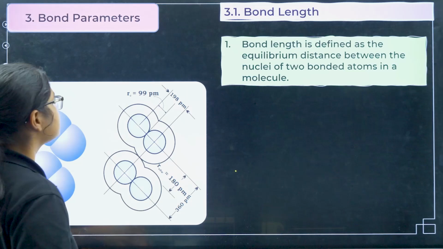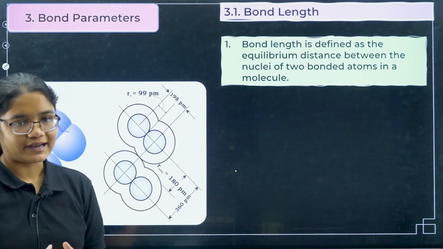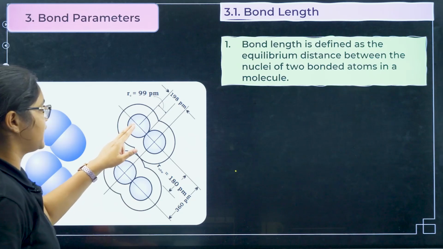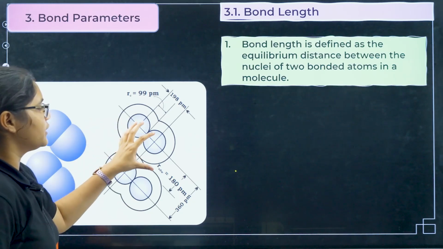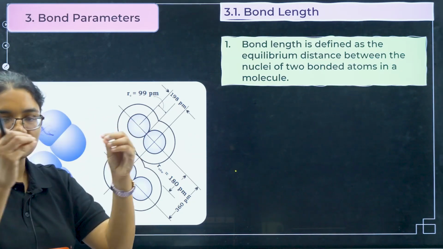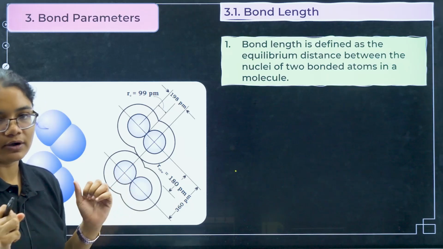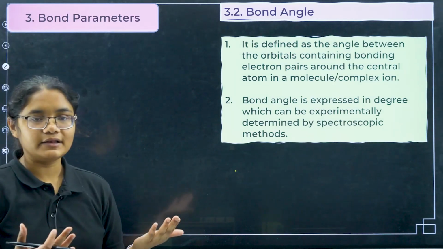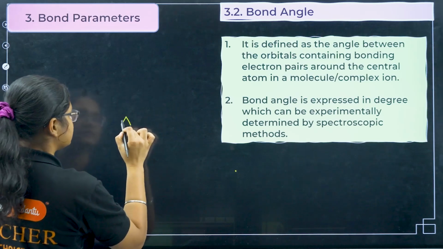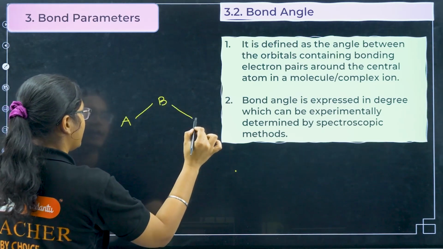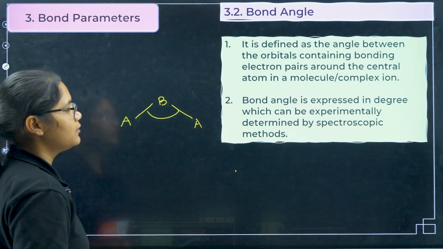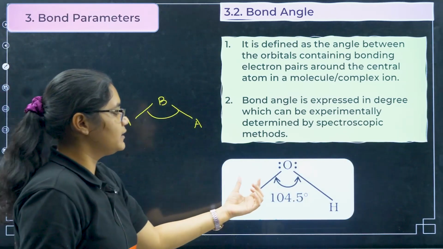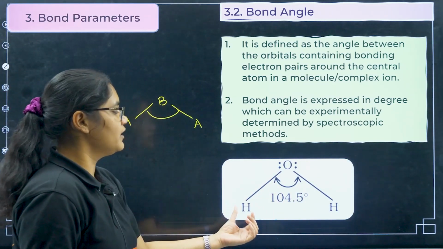Next, we'll come to some bond parameters. So what is bond length? Bond length is the distance between the two atoms. Suppose these are the two atoms, the distance between the nuclei of the two atoms is called your bond length. We'll quickly discuss this, not very important. Bond angle: suppose I have a bond here like this, A, B and A. This angle is called your bond angle. For example, in water the bond angle is 104.5 degrees.